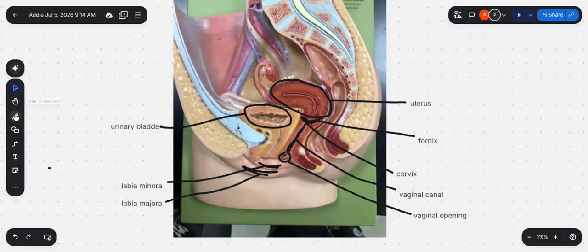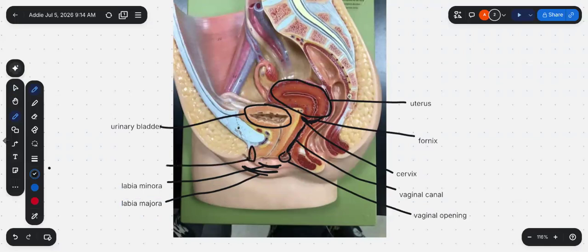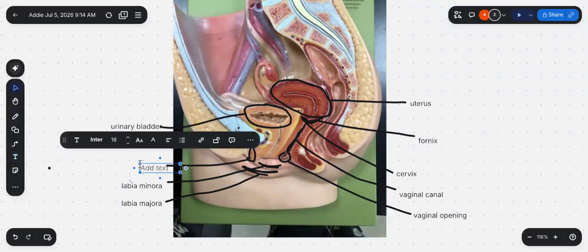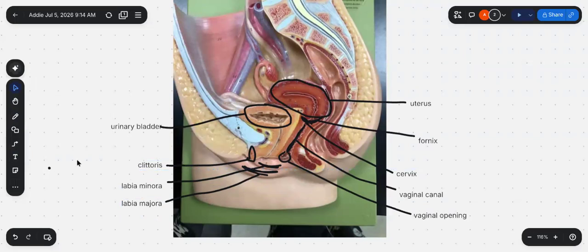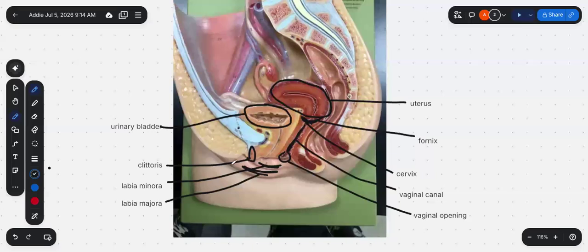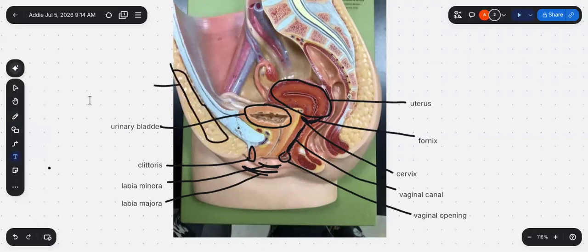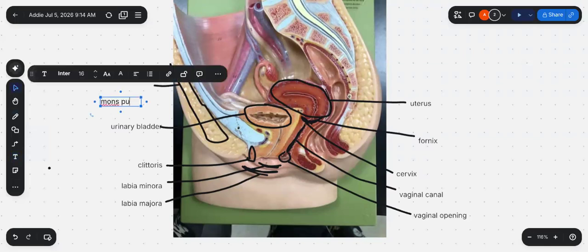Then you have your clitoris, which is right over here. It's kind of like this oval slash ball structure that is up at the top. So that is your clitoris, however you want to pronounce it. And then this fat pad that is kind of protecting all of your reproductive organs over here, this is known as your mons pubis. So right over there, mons pubis.